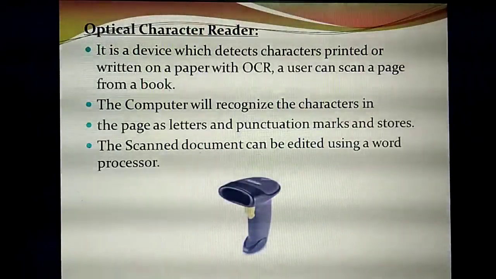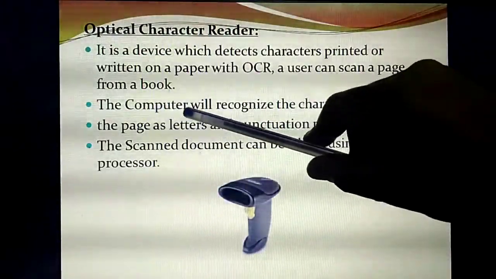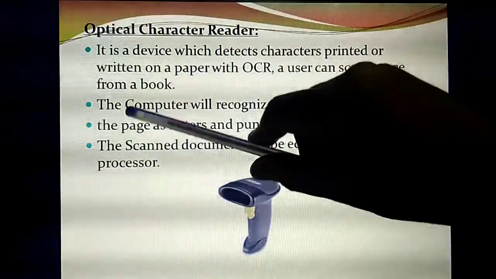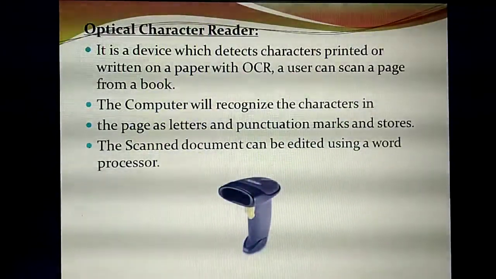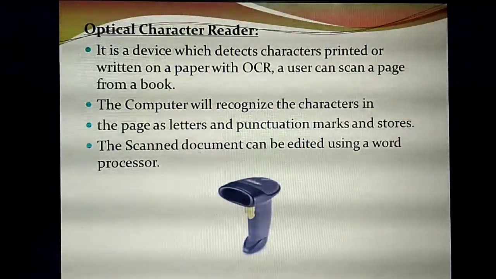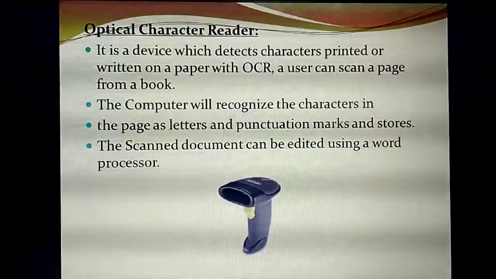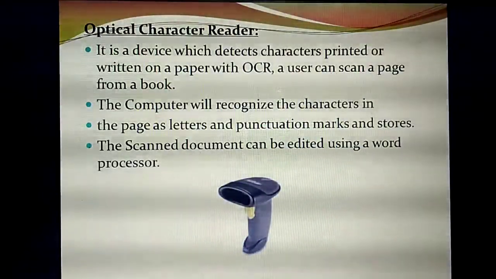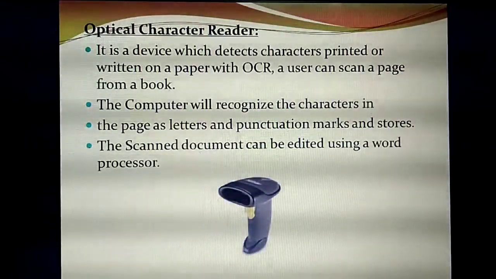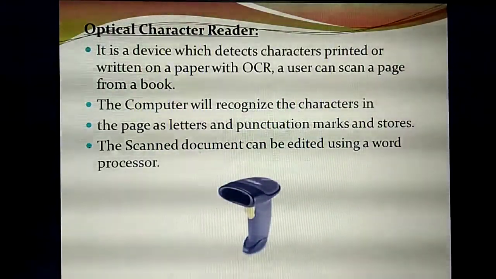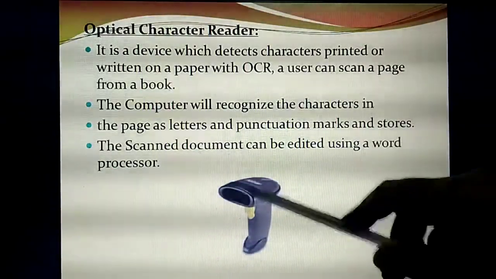What do you mean by character? In this word, COMPUTER, C is one character, O is one character, M is one character. Understand? So you can detect it character by character. The optical character reader is used to scan or detect whatever you have written on the paper, whether it is printed or handwritten notes or anything. Or a full page you can also scan.